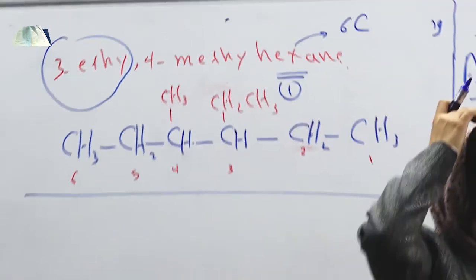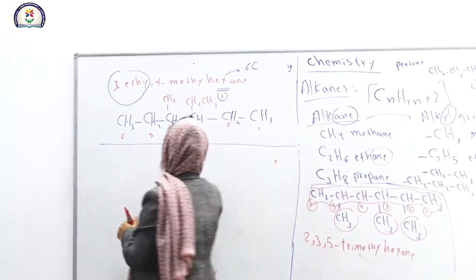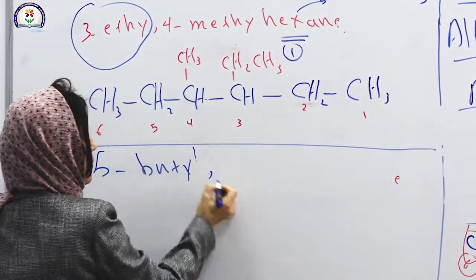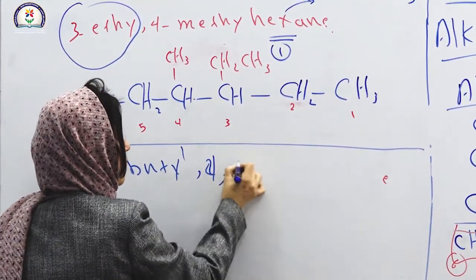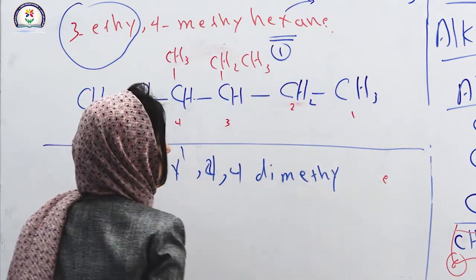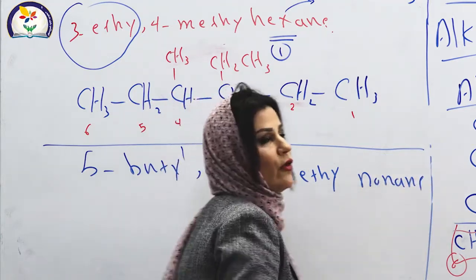What about if we have 5 butyl 2,4 dimethyl nonane?